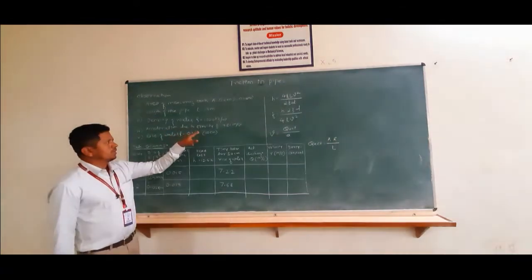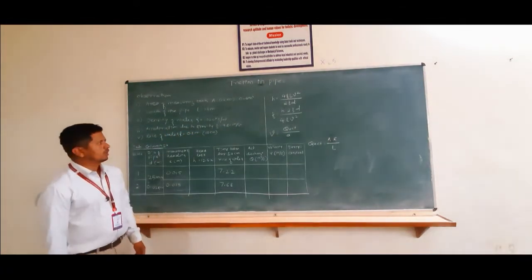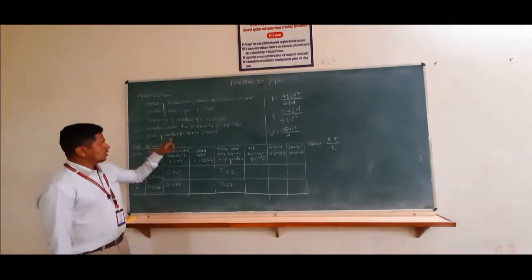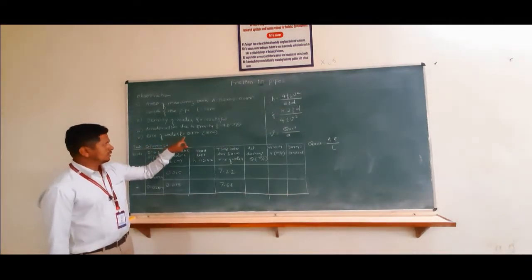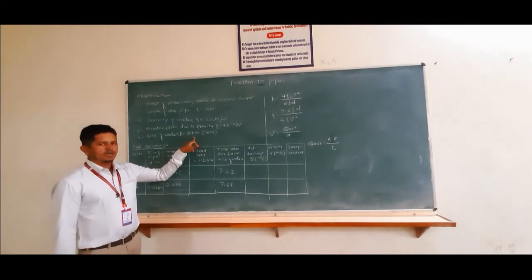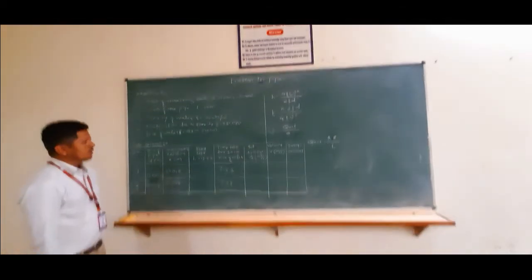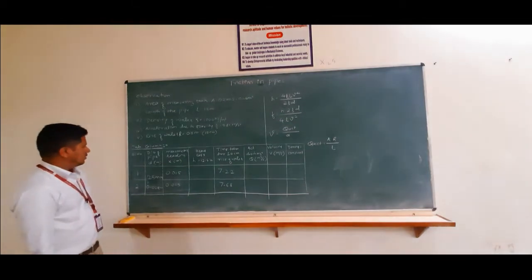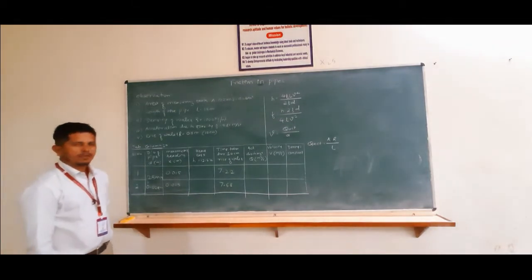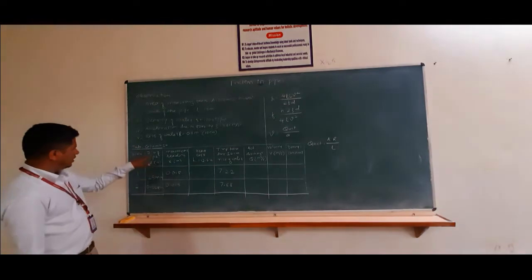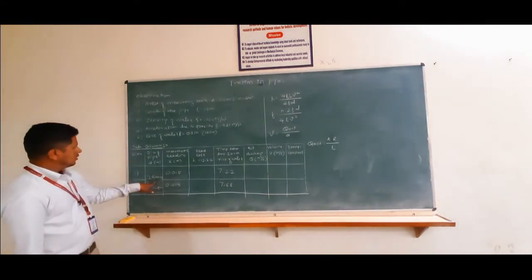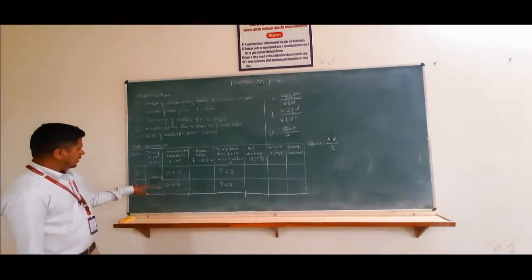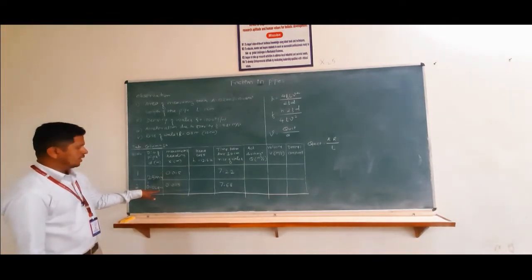Acceleration due to gravity G is equal to 9.81, and the rise of water, that is capital R, is 0.1 meter, that is 10 centimeter. From the previous video we have taken the experiment on the 25 mm diameter pipe, that is I have taken in the first column 25 mm. So I converted that one, so 0.025 meter.